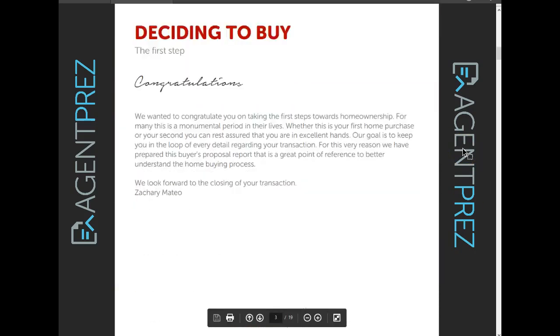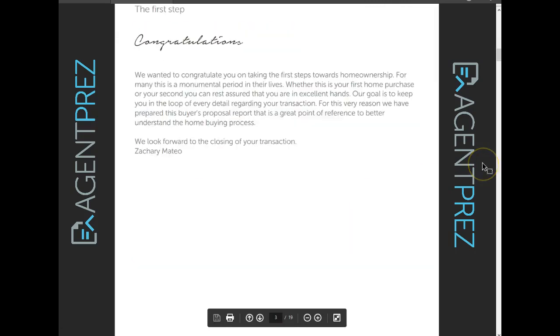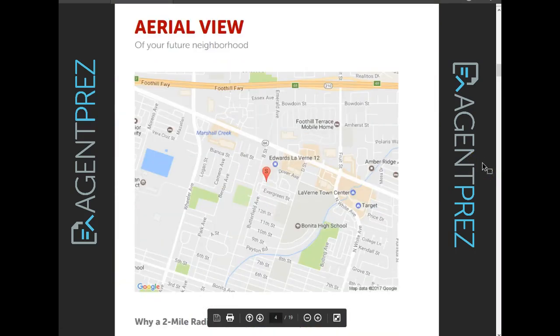So jumping right into it, it starts off with deciding to buy, just a nice little touch, right? A nice little message on your behalf to the prospective buyer. It signs with your name here down at the bottom. Okay, moving on to the aerial view of the neighborhood, right? Kind of showcases where the property is and where any local freeways, parks, schools, things like that are, just from an aerial view.